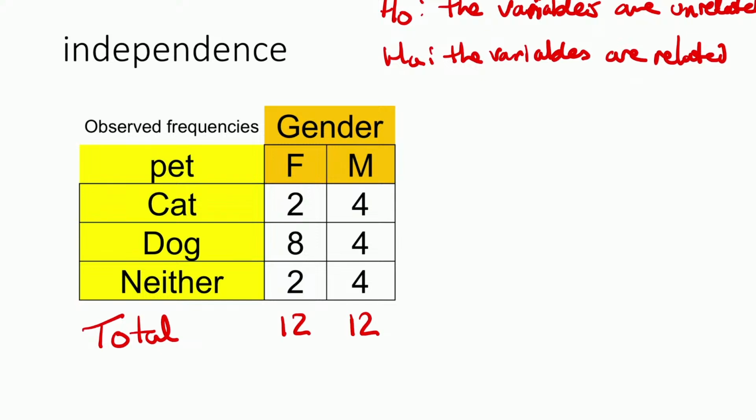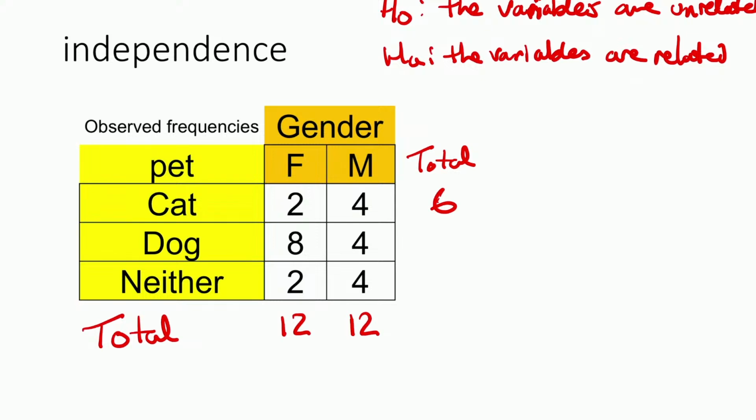Now, here's the thing. There are 6, I'll do another total here. There are 6 cat people. So if those two variables, if gender was unrelated to pet, how many would you expect of those 6 to be females? How many would you expect to be males? Take a guess. See if you can figure out how many you would expect in each of those categories. And I'll see if anyone wants to volunteer their answer. I knew Hayden would. Hayden, what do you think?